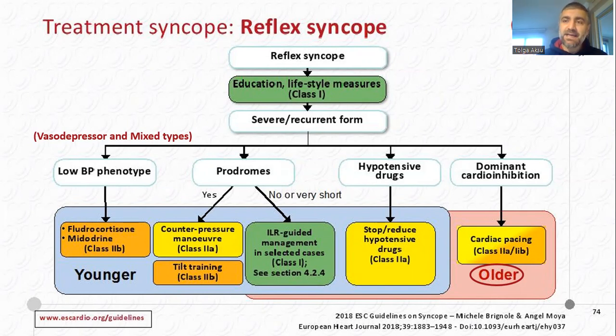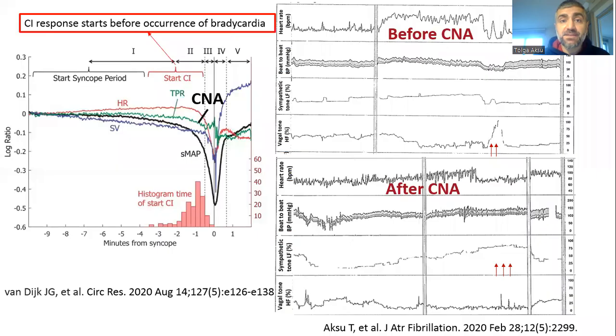But according to the guideline, please remember that if there is a dominant cardioinhibitory response and the patient is younger than 40 years old, we have no well-known treatment option, because in all cardiac pacing studies, only patients older than 40 years old were included. Especially if you look at the mean age, it was higher than 60 years old in those studies. So I think that we need an effective strategy for younger dominant cardioinhibitory type reflex syncope cases.